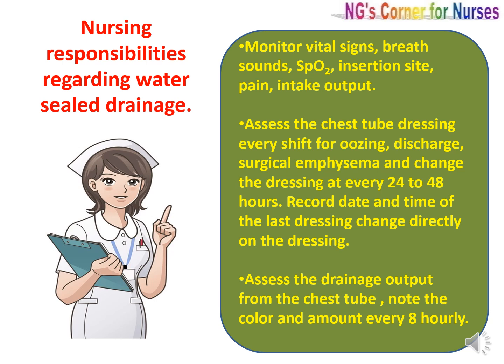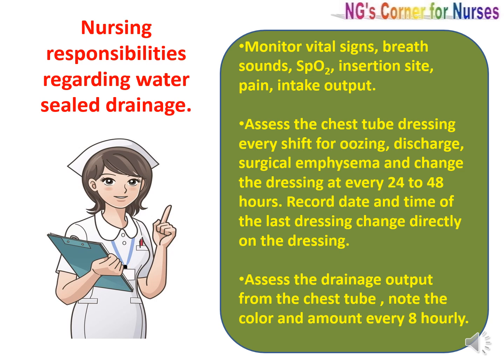First is monitor the vital signs, breath sounds, oxygen saturation, the insertion site, pain and intake output. Assess the chest tube dressing in every shift for oozing or any discharge or for surgical emphysema and change the dressing every 24 to 48 hours as per the instruction and record the date and time of the last dressing change directly on the dressing.